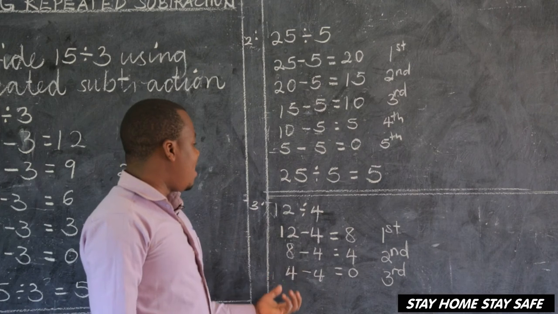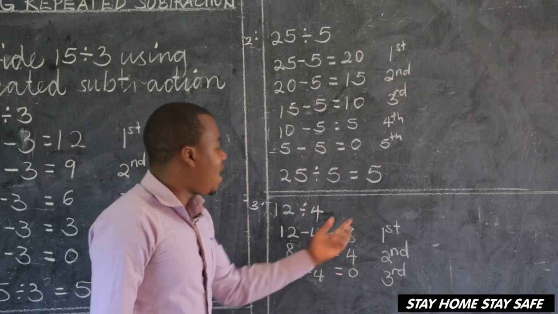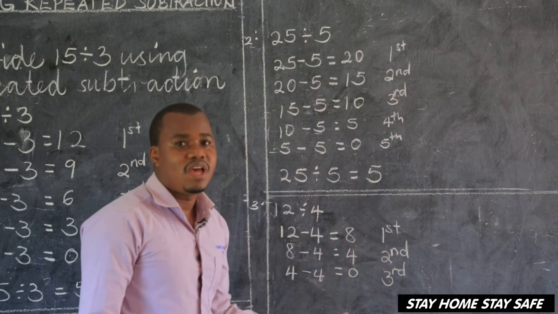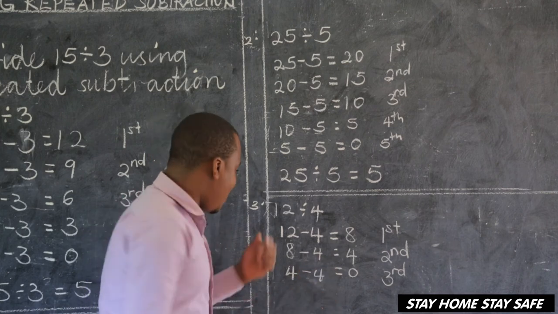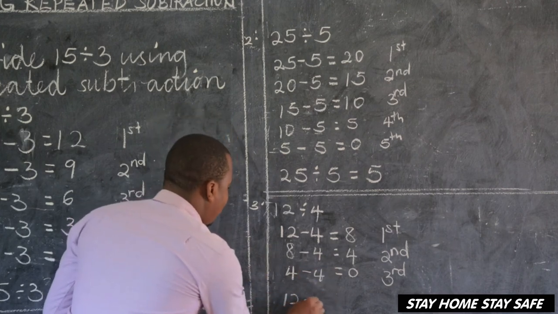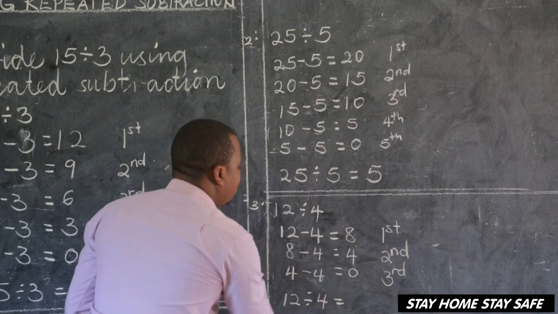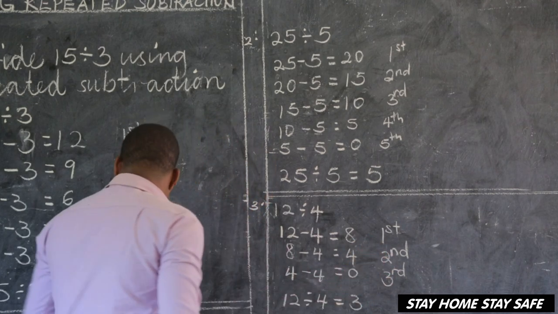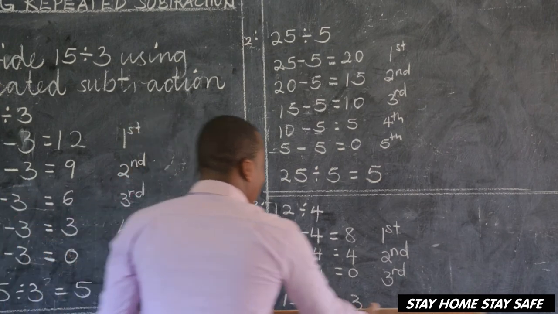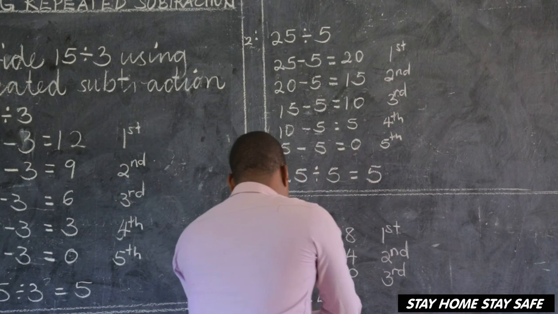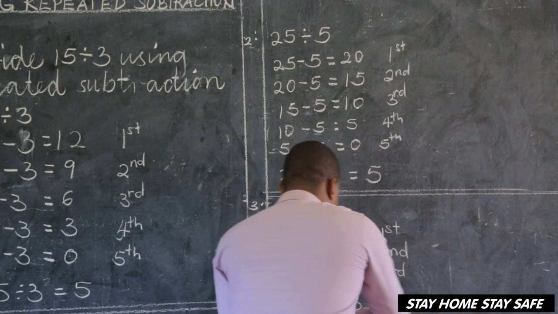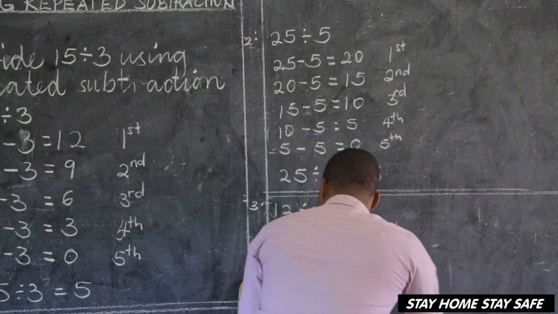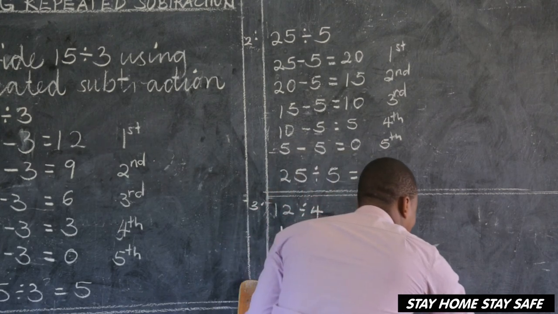And how do we get the answer? We get the answer by counting the number of times we have subtracted. That means 12 divided by 4 equals 1, 2, 3, equals 3. And then you underline your work smartly. Underline your work very, very well.